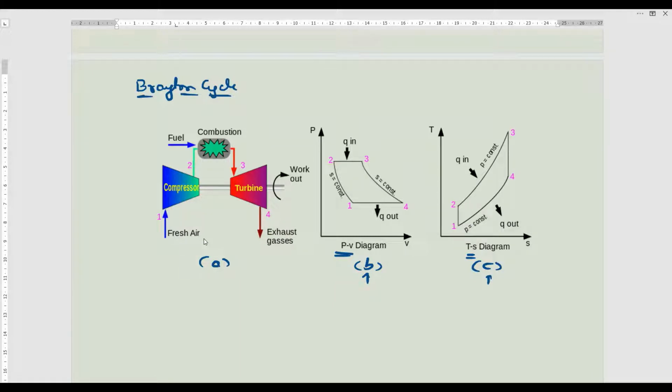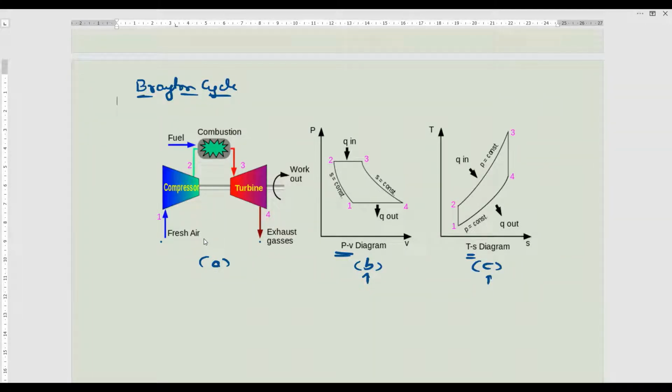Okay. Now look at picture A, whether it is open or closed. Understood? See, it is an open cycle because the exhaust point is not connected to the inlet point. So if you connect point number 4 with point number 1, then it will become a closed cycle. So as of now, it is open.